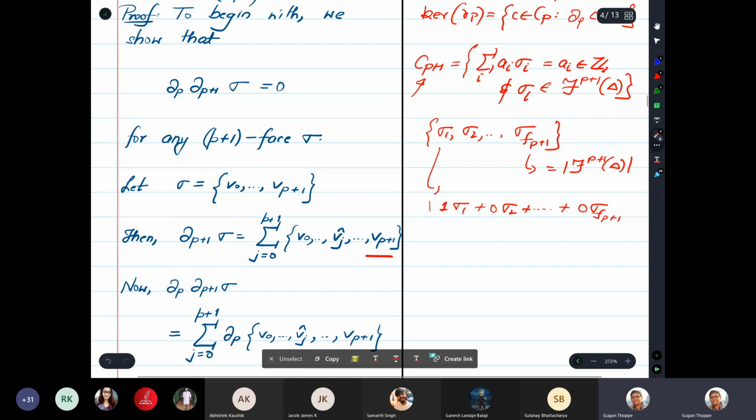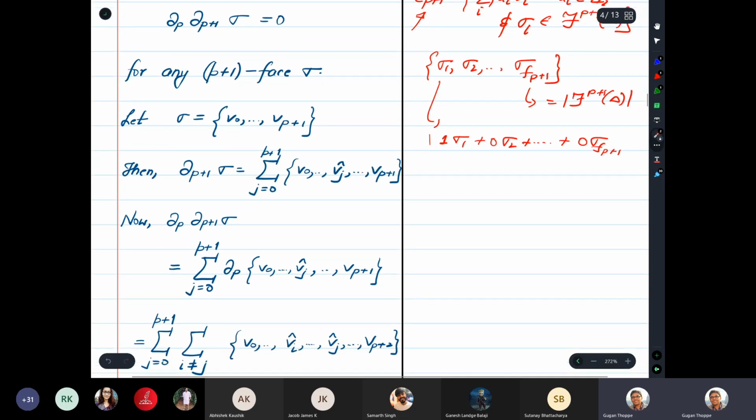And what are the different P faces? Well, the P faces are those faces obtained from sigma by dropping one of its vertices at a time. So you start from 0, you go all the way up to P plus 1 and you keep dropping one of the vertices and you end up with this P chain. Is this okay? So I hope you agree that ∂_{P+1} of sigma is this. So we want to show that whatever is this output, if you apply this ∂_P operator on it, the output will be 0. That is what we are interested in showing.